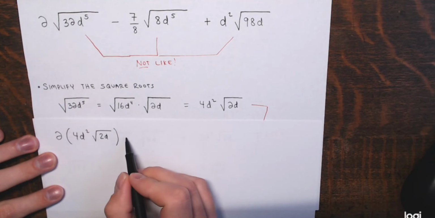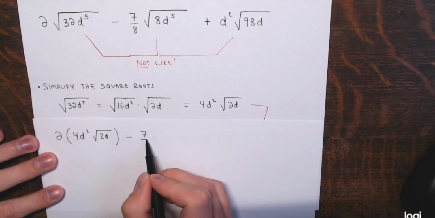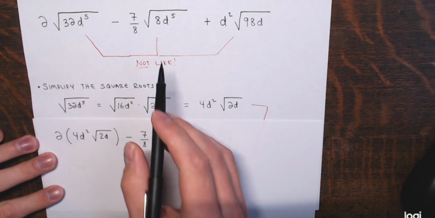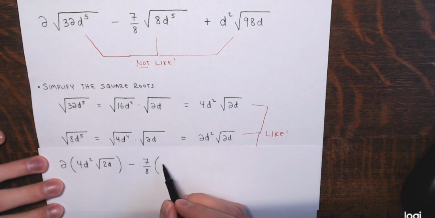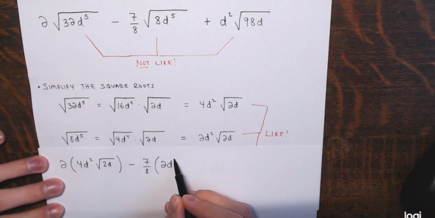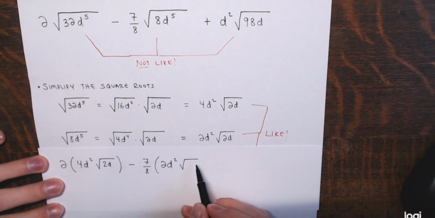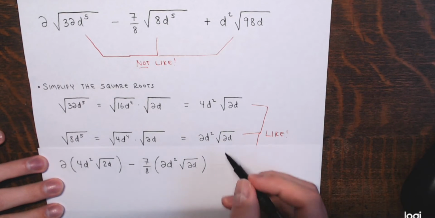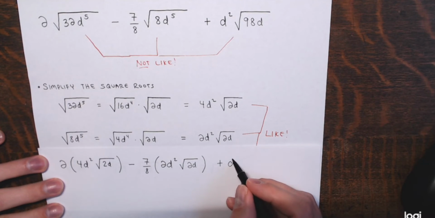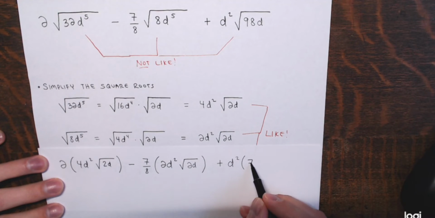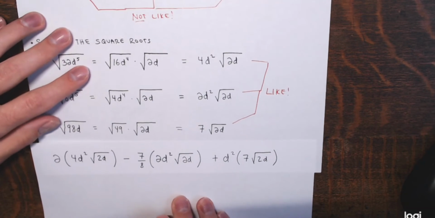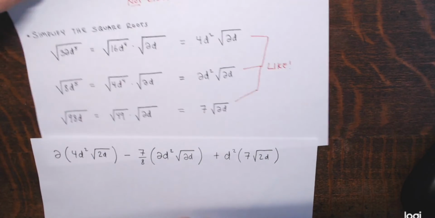Then minus 7/8 times, and the square root of 8d to the fifth is being replaced by this expression, 2d squared times the square root of 2d. And then finally, plus d squared times, and the square root of 98d was 7 times the square root of 2d. Alright, like that. And now I'm going to do all the combining.